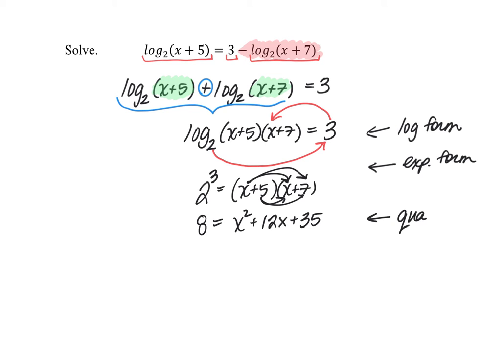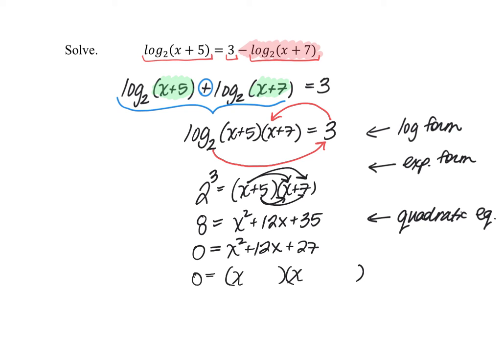Now, the equation that I have at this point is no longer exponential or logarithmic, but it is actually quadratic. Remember, it's a quadratic equation because of the degree 2. And we want to go ahead and set this quadratic equal to 0, so we'll subtract 8. So subtracting 8 from both sides, 35 minus 8 will give us a positive 27. And then we're going to go ahead and try to factor. Remember, if this quadratic does not factor, then we can always do the quadratic formula.